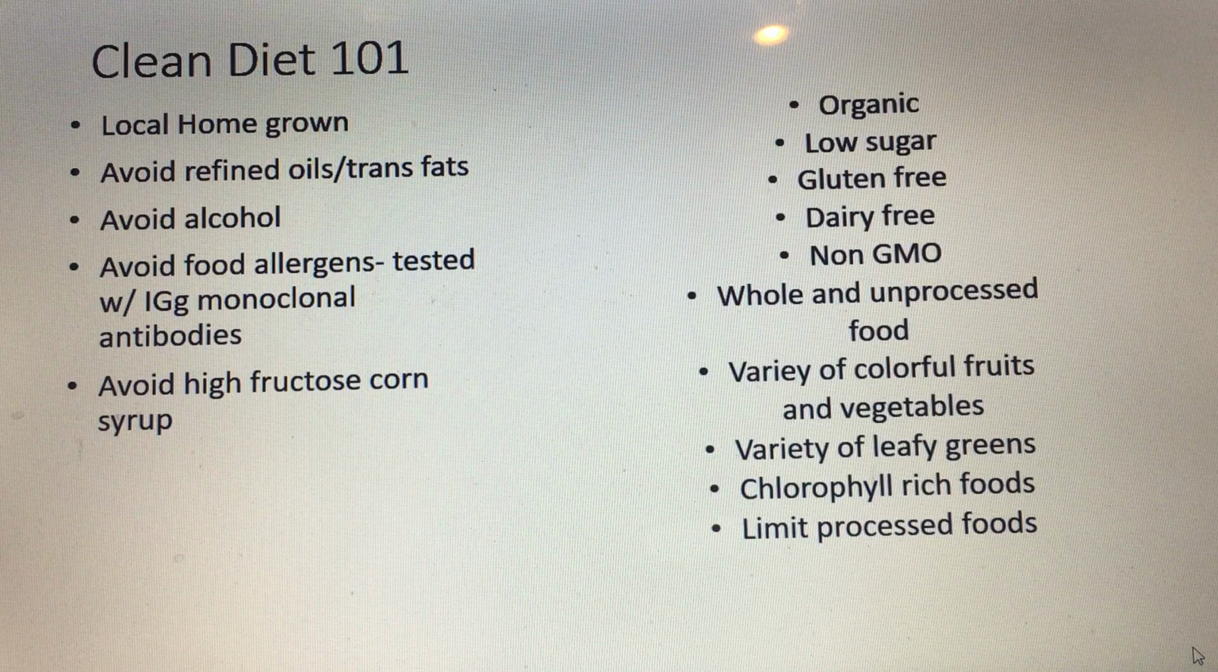If you're eating the things on the right side, whole foods, colorful fruits, vegetables, leafy greens, unprocessed food, you're going to be avoiding the things on the left. If you're very sick, we want you to be gluten-free and dairy-free, because that will help to heal your gut and heal the inflammation.